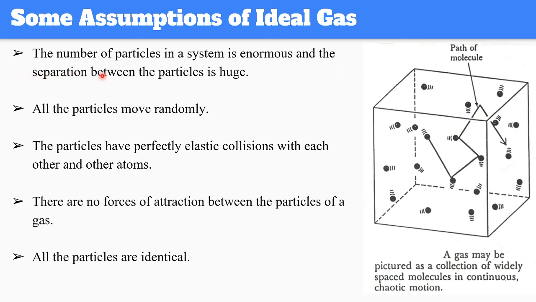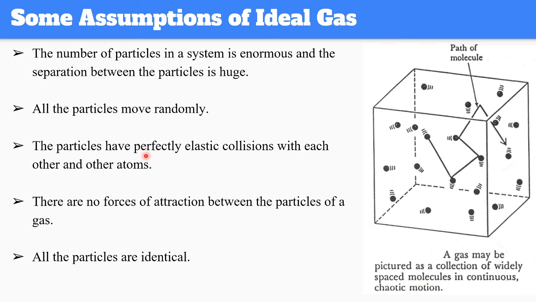The number of particles in a system is huge, and the separation between the particles is also huge. When we are talking about gases, that's what we expect: the separation of the gas particles is large. So this is the number one assumption that we are making. And we are not expecting particles to go in certain directions, so we are assuming that they all move in random directions.